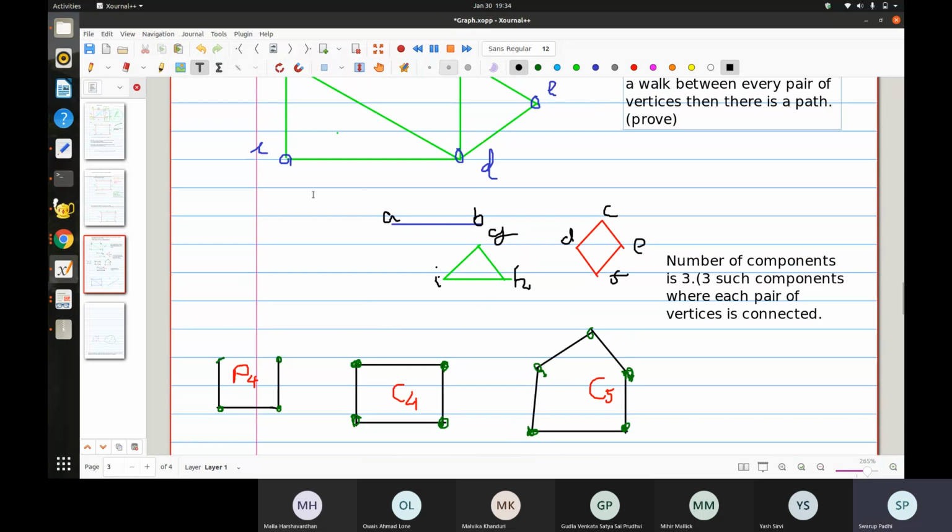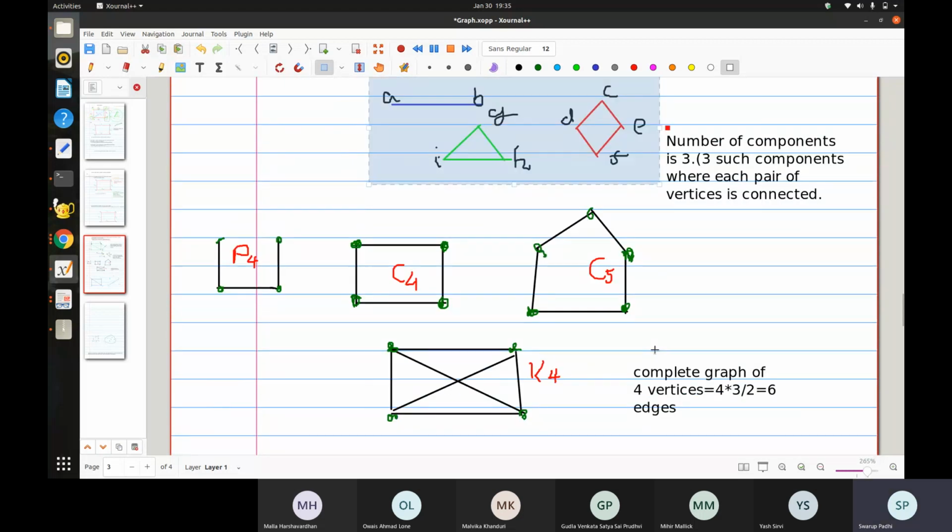Okay, so this is actually a disconnected graph. This complete setup is a disconnected graph, and you can see three different connected components. AB is a connected component, GHI is a connected component, CDEF is a connected component. So the number of components is 3. In these 3 components, all pairs of vertices have some path between them. Therefore, it has 3 different connected components, but on the whole, it's not connected, because every pair of vertices does not have a path between them.